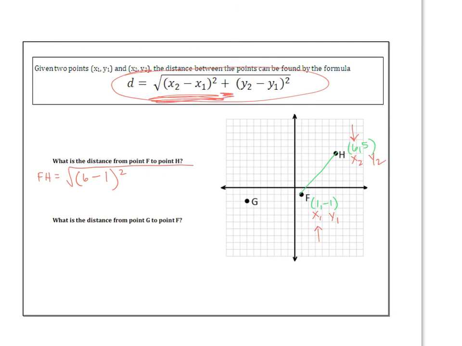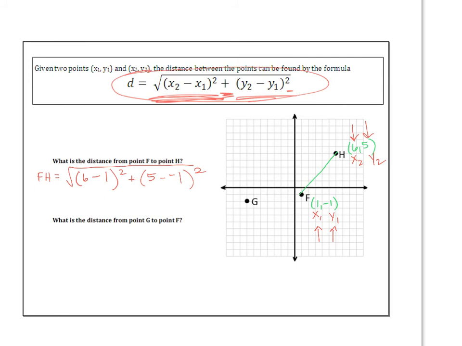Now you can see there's a plus sign, so I put a plus sign. Then I make a parenthesis. Now I have to do y2, which is 5, minus y1, which is -1. So minus -1. And then last but not least, we have to square.